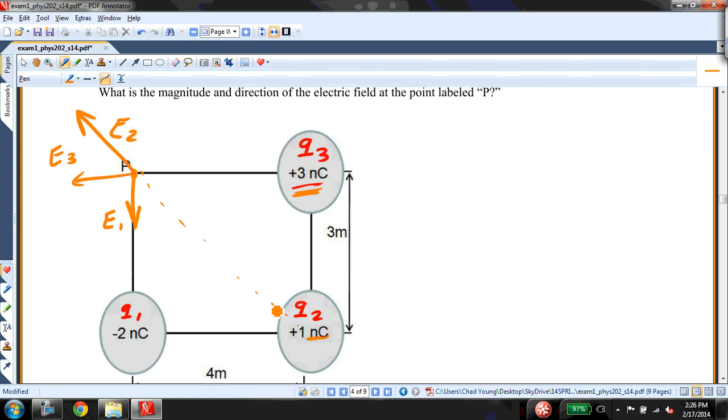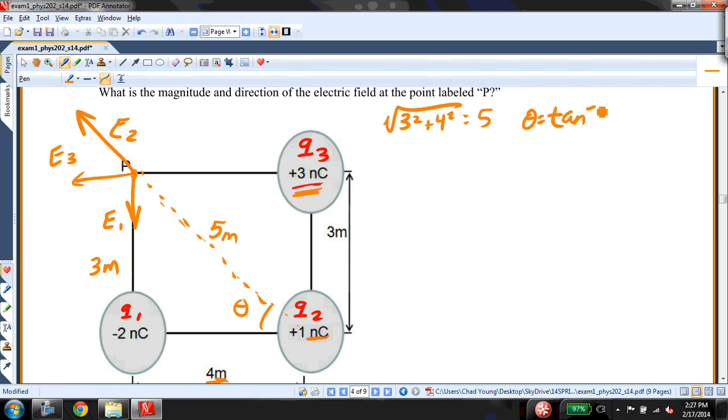Now I also need to know this angle right here. I'll call it theta, and I need to know this distance. Notice this is 3 meters here, 4 meters here, so this is 5 meters. I just use the Pythagorean theorem: 3 squared plus 4 squared equals 5 squared. And then I can also find theta is the inverse tan of 3 over 4, which is equal to 37 degrees. So I have 37 degrees here, and this is also 37 degrees.